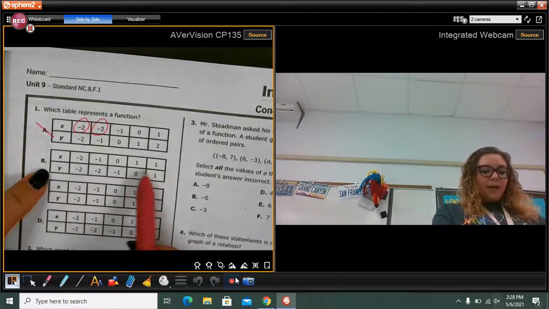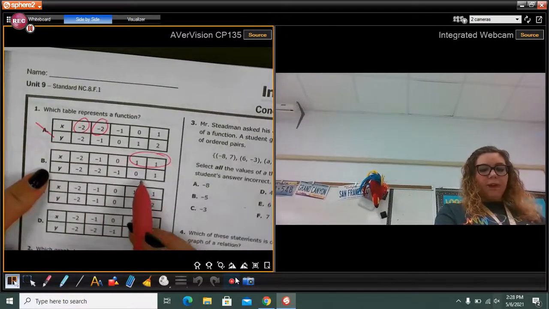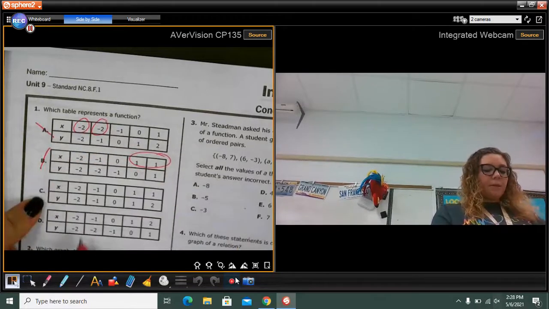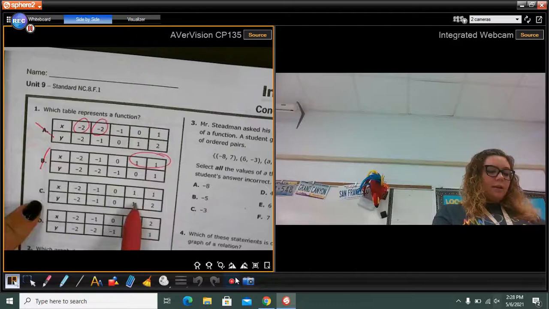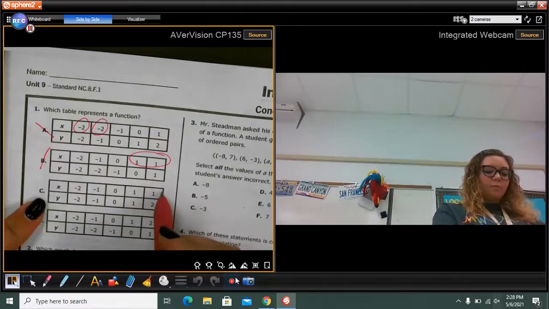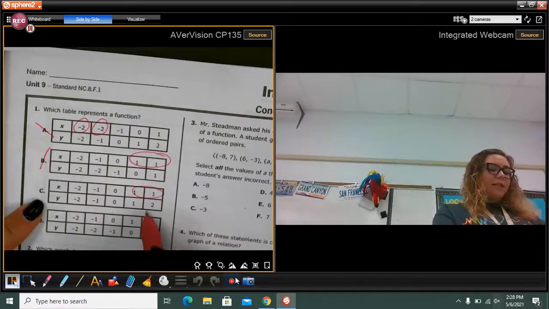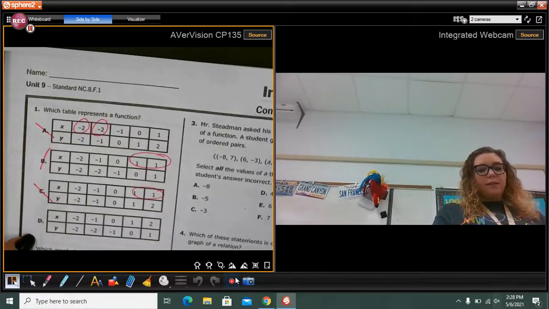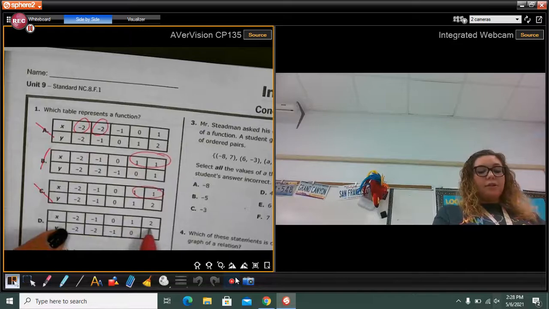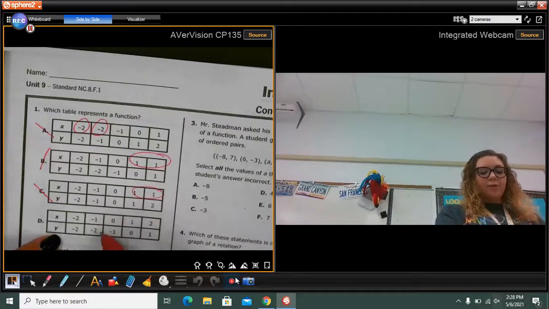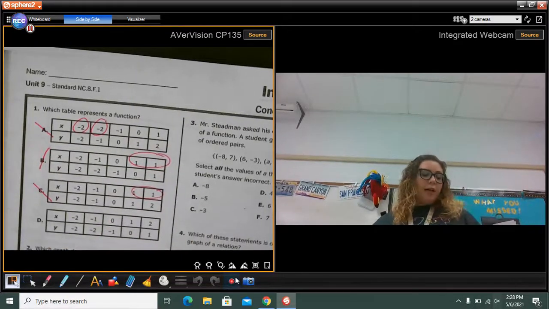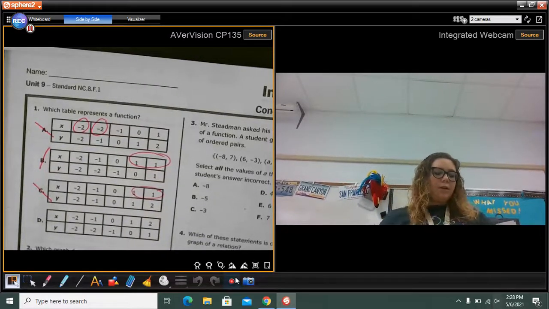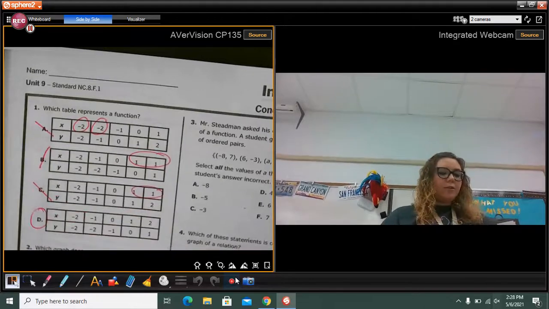Any repeating x values? Yes. Do I have different outputs? Yes. Not a function. Do I have any repeating x values? I do, which is 1. Is my outputs different? Yes. Not a function. D. Do I have any repeating x values? No. Each x value is paired to exactly 1 output, and you can have multiple outputs. However, you cannot have multiple inputs, which is your x values. So my answer is D.